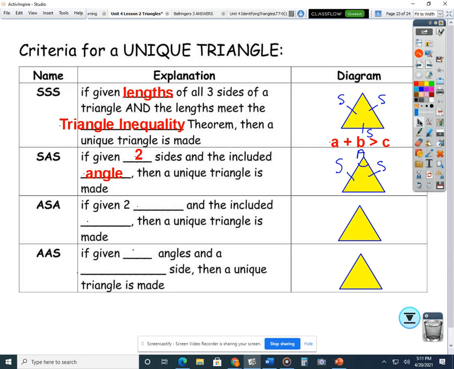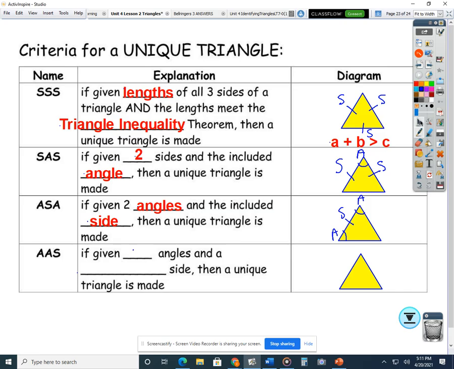Our next type is called the ASA. That stands for angle, side, angle. So if we are given 2 angles and the included side, then we also have a unique triangle formed. So in our example here, if we are given an angle, side, angle, and notice that our side is there in between our 2 angles, angle, side, angle, then yes, it will be a unique triangle.